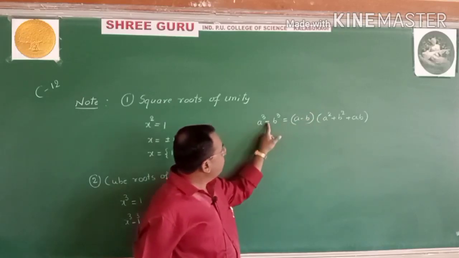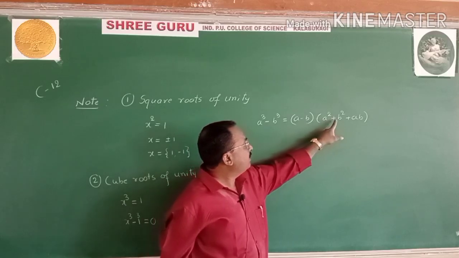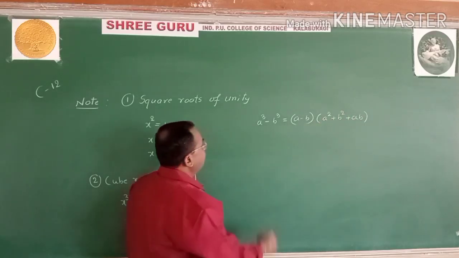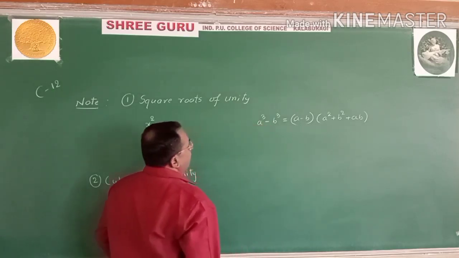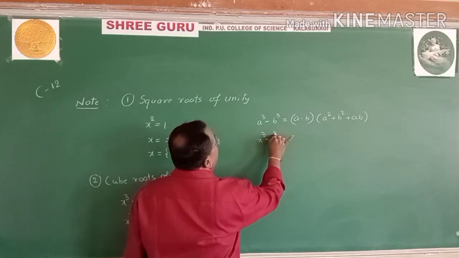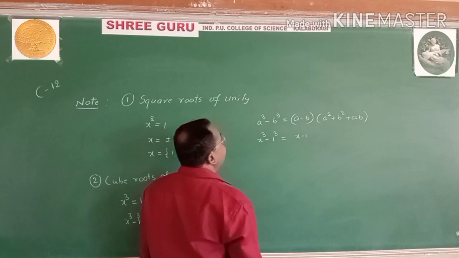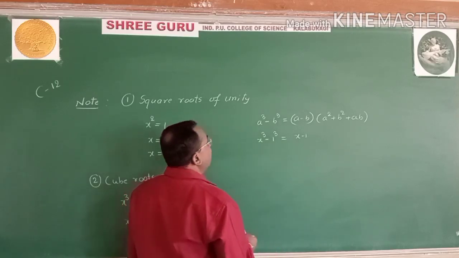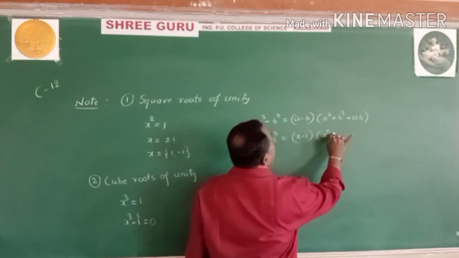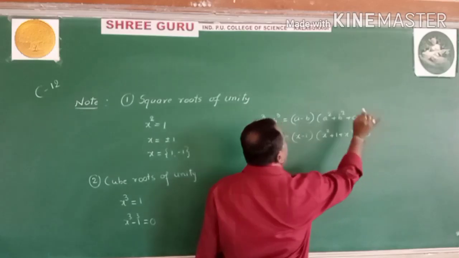Suppose here plus is there, suppose a cube plus b cube is there: a plus b, a square plus b square, in this place minus ab. That is here, here x cube minus 1 cube can be written x minus 1 into x square plus 1 plus x is equal to 0.